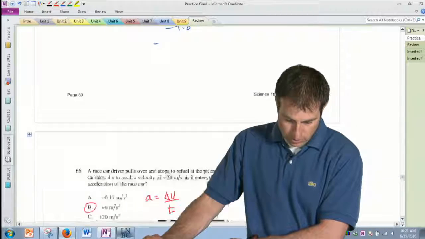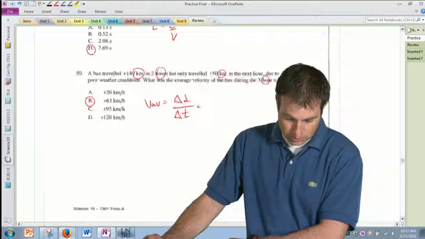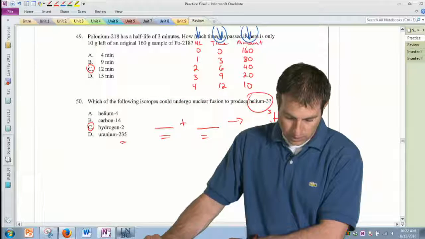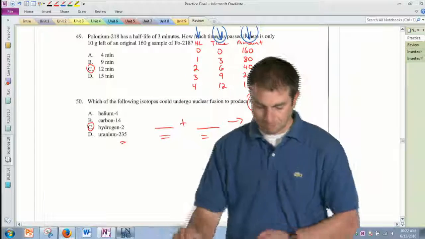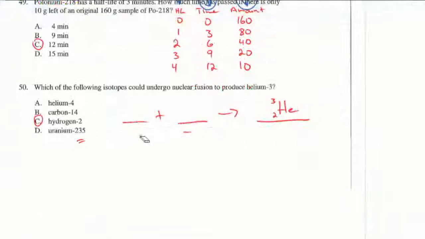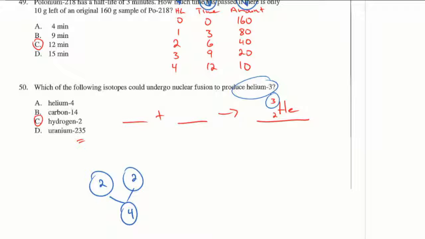50? Sure, let's go look at 50. Which of the following could undergo fusion to produce helium-3? So what I was saying was that in order to have something fused together, we have two things. Let's say this had a mass of 2 and a mass of 2. Those fused together, they're going to give me a mass of 4, just on a very basic scale. Well, I know I'm going to end up with helium-3, which has an atomic mass of 3 and an atomic number of 2.